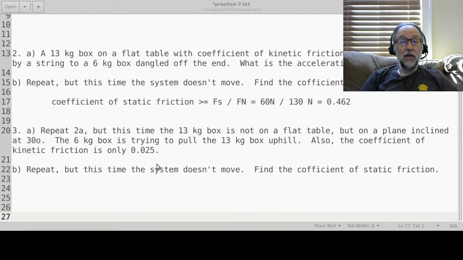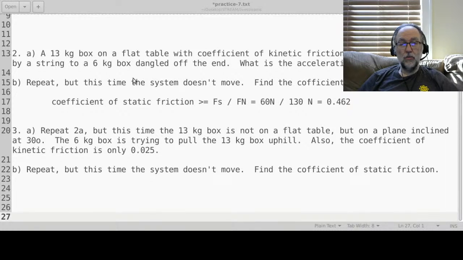Part B is the static friction one, and the static friction is easier than the kinetic friction. So let's ease our way into the kinetic friction. This question number 3 is about as hard as I would give them to you. It's fairly involved, and so I think maybe taking a little bite out of it first by doing the static friction first might be easier than going directly for the kinetic friction.